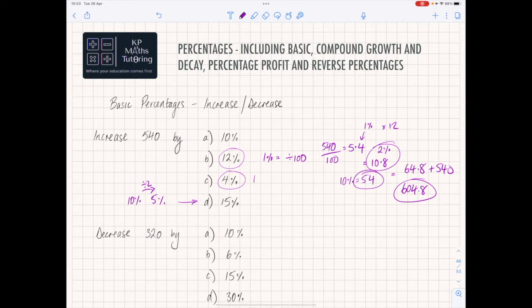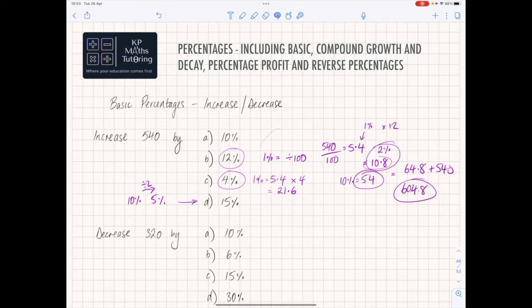And here you could find your 1%, which is 5.4, and then you could times that by 4. So you could double it to get your 2%, and then double it again. So 10.8 doubled would become 21.6. Okay. There's a couple of different methods that you could use to do it.